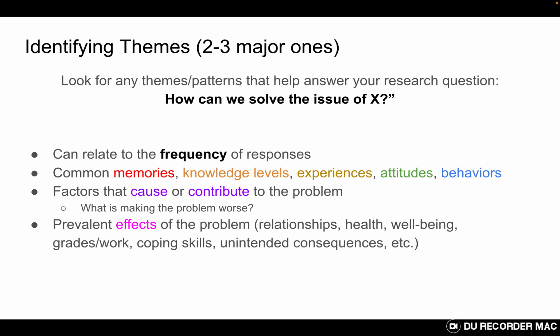Another big one might be prevalent effects of the problem on your participants' lives. So again, look at how the problem is impacting their relationships, their health, their well-being, their grades or their work, their coping skills, any unintended consequences, etc. This will help reveal the scope of the problem, the severity of the problem, and maybe even how we can develop a solution that focuses on one particular area of this problem.